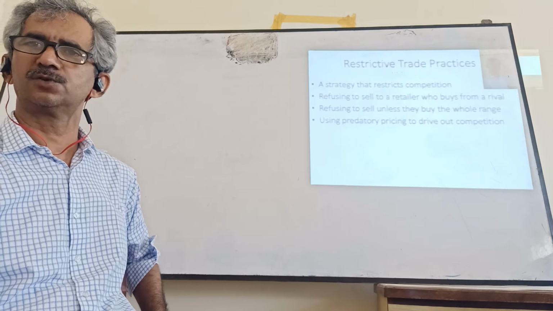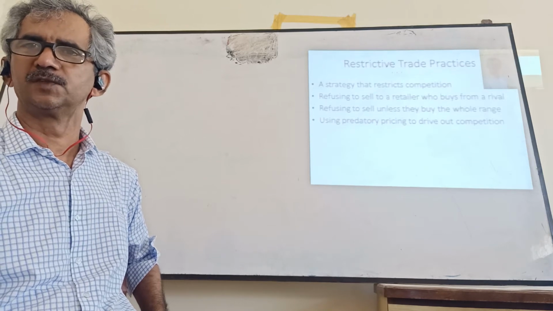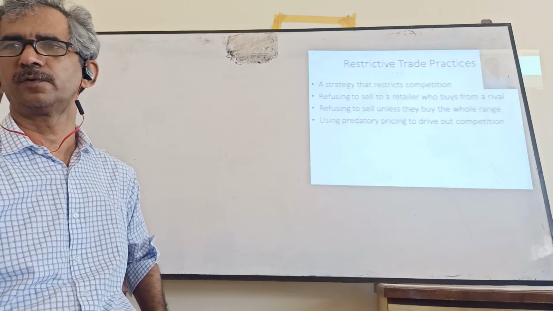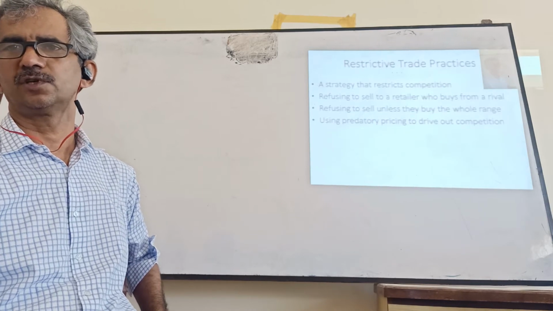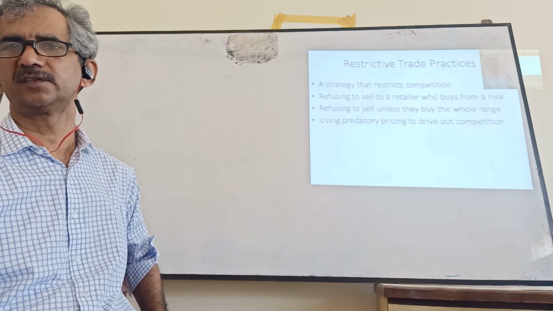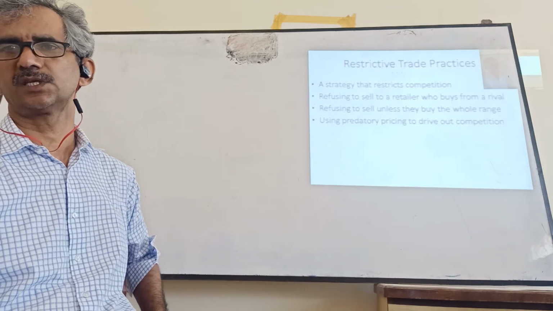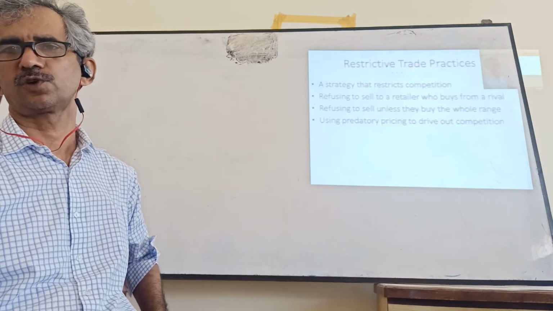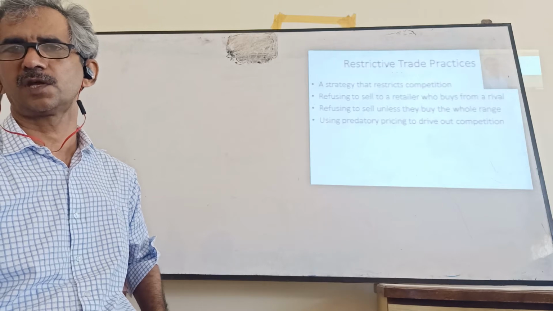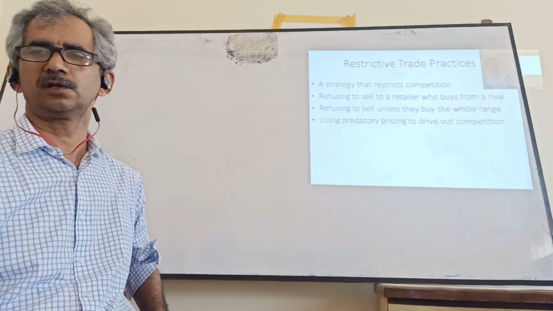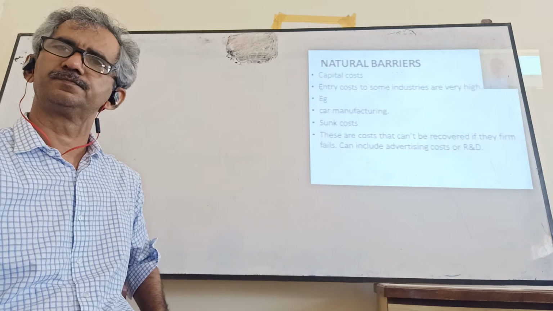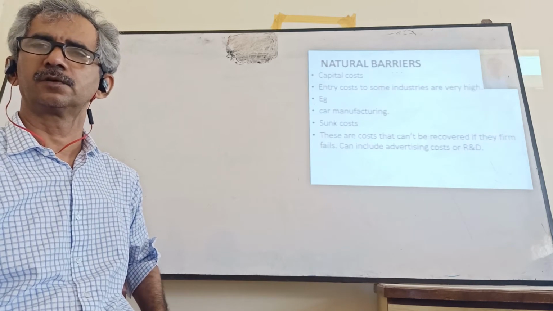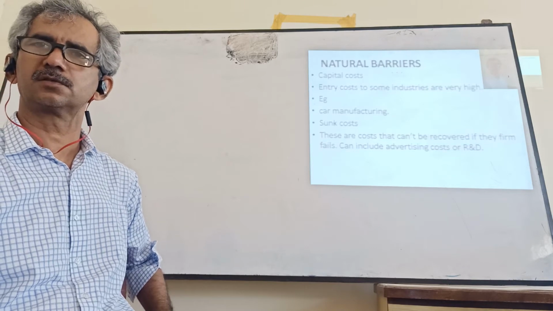Restrictive trade barriers are strategies that restrict competition: refusing to sell to a retailer who buys from a rival, refusing to sell unless they buy the whole range, and using predatory pricing to drive out competition. Such efforts are made to stop retailers from selling the competitors' products. There are also natural barriers. Natural barriers include costs, such as capital costs.